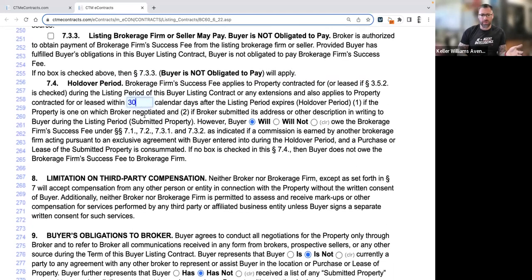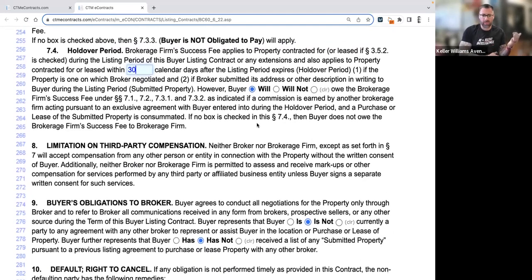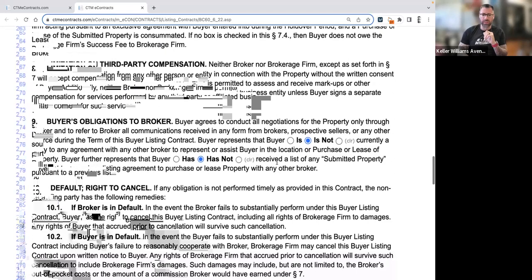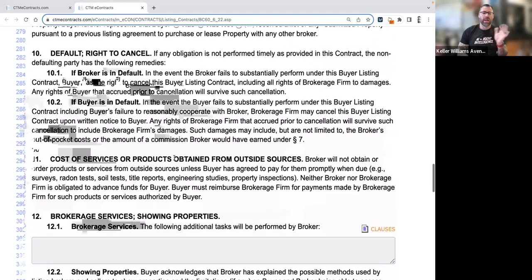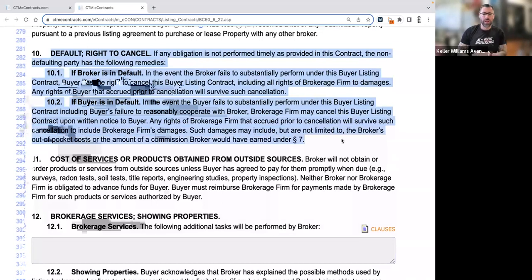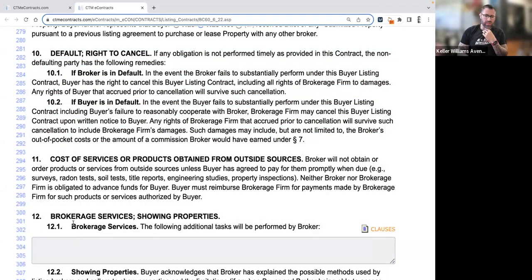So 30-day holdover, they will pay me if anything comes up. Buyer obligation is not and has not. And then we go through, and this is also a thing, guys. If one of you defaults, the other one has the ability to bail from the contract. So this is important for this thing right here.